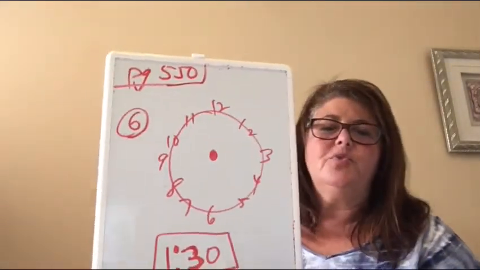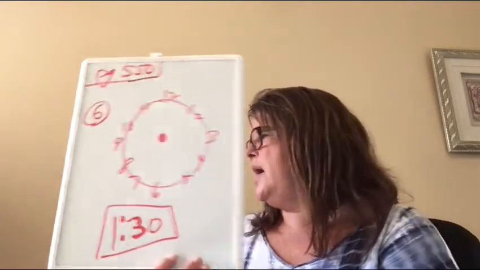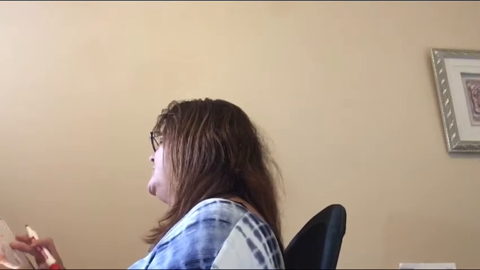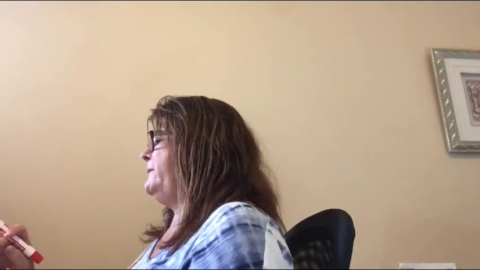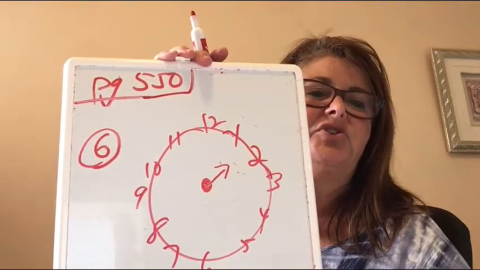So we need to put the hour hand in between the 1 and the 2 because the hour is moving from the 1 to the 2. So we're going to put the short hour hand in between the 1 and the 2. I'll make it shorter. The hour hand is going to go in between the 1 and the 2 because it is half past 1. It is approaching 2.